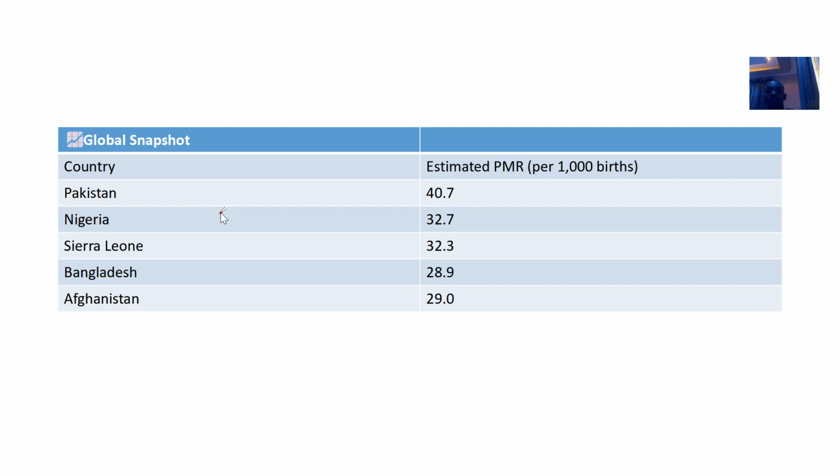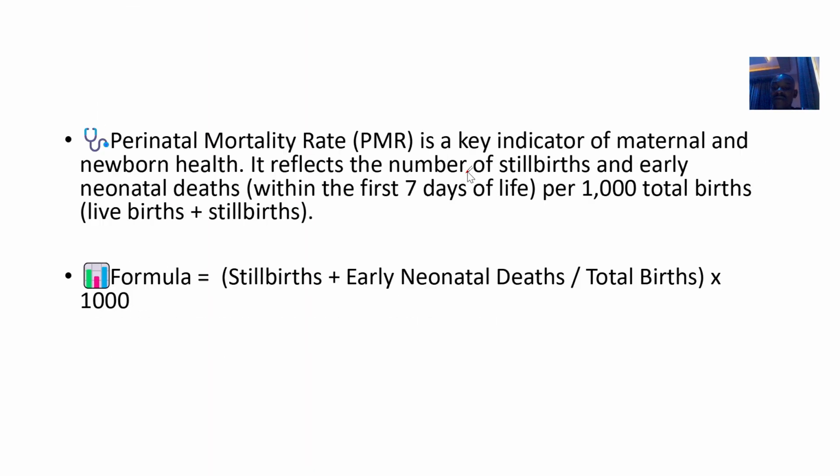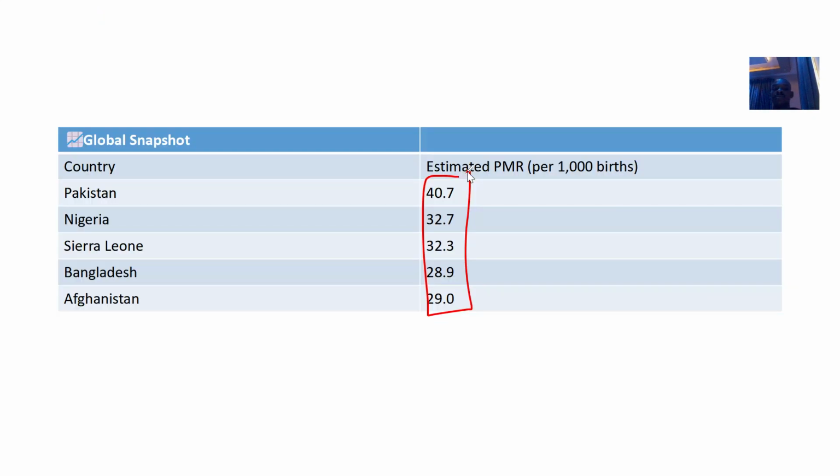You understand? So this is just a global snapshot. All right, this is just an estimation per 1,000 births. Of course, you are multiplying by 1,000. This is because you are estimating it per 1,000 births. You understand? So that was it for these different countries. All right, and that's a formula also to calculate it.